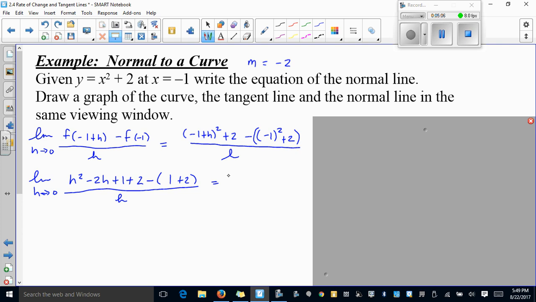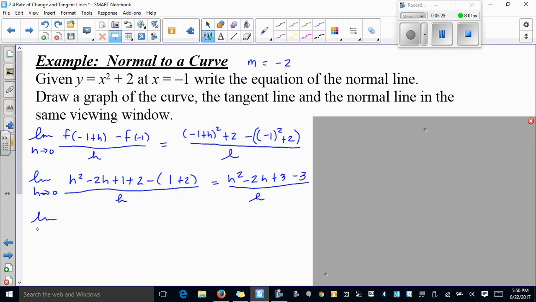My brain is not working. Okay, try that again. I was looking at the 2, forgot the 1. Plus 3 minus 3 all over h. So continue cleaning this up. I get the limit as h approaches 0 of h squared minus 2h all over h.